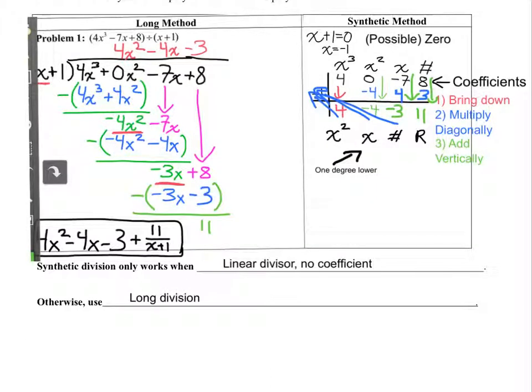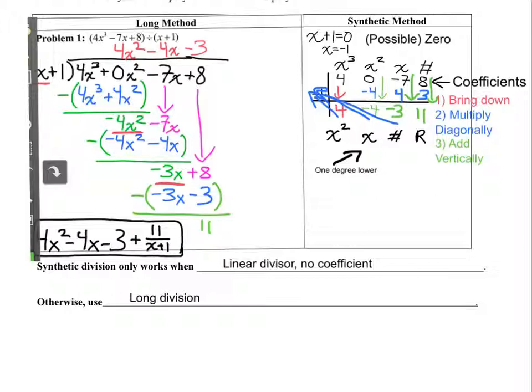Now, this method only works with a linear divisor and no coefficient. If you're dividing by x squared or dividing by x to the third or anything higher, you wouldn't be able to do it. Also, if you were dividing by, say, like 2x plus 1 or 3x plus 1, you wouldn't be able to do it either.